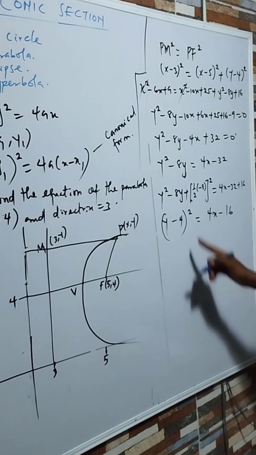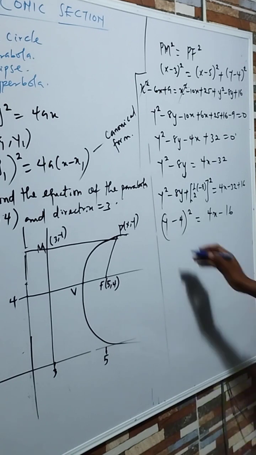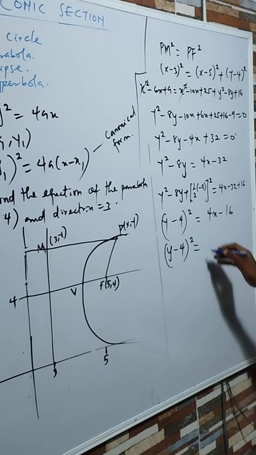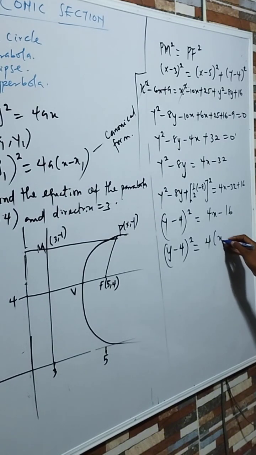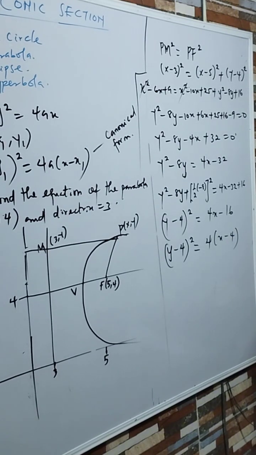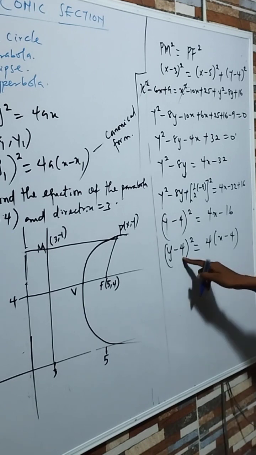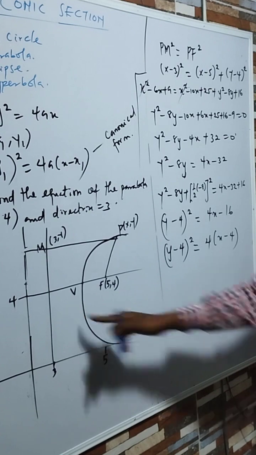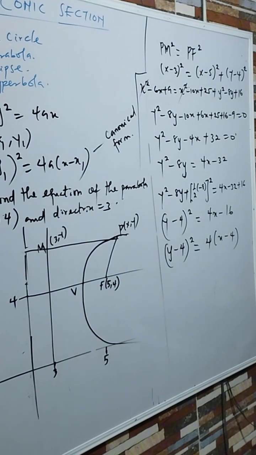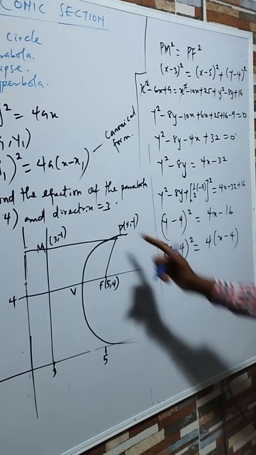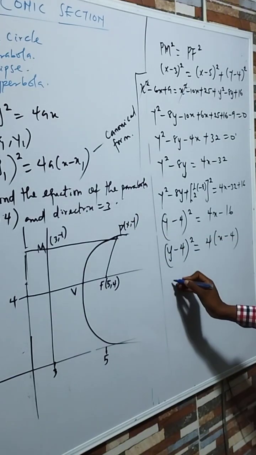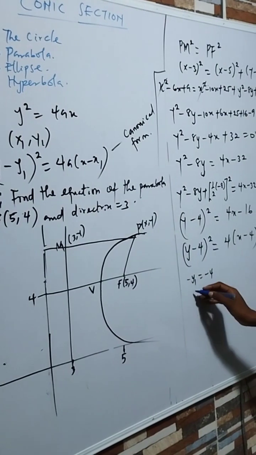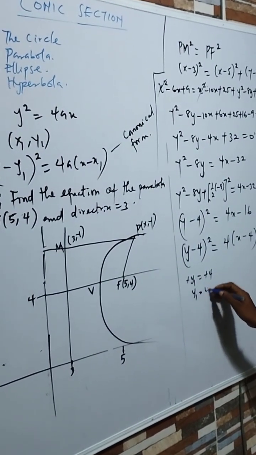So with what I've just explained, I will have (y minus 4) all squared equals 4 into bracket (x minus 4). Now I want to use this to obtain the vertex, which is V. So what will be the vertex now? Definitely, if I compare this with this, my minus y1 is equal to minus 4. So that means my y1 is 4.